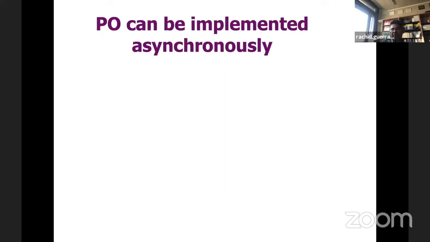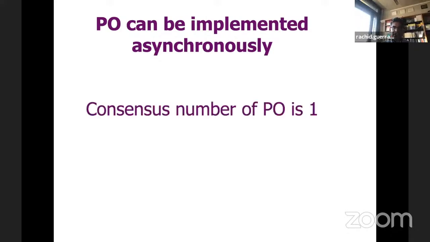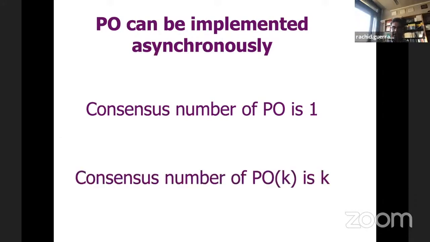It turns out that the payment object resembles the counter object. It doesn't resemble the counter star. It resembles the counter. It can be implemented asynchronously. It does not need consensus. Its consensus number is 1, meaning it's the lowest. If you look at the hierarchy of the difficulty of object, this one has consensus number 1.